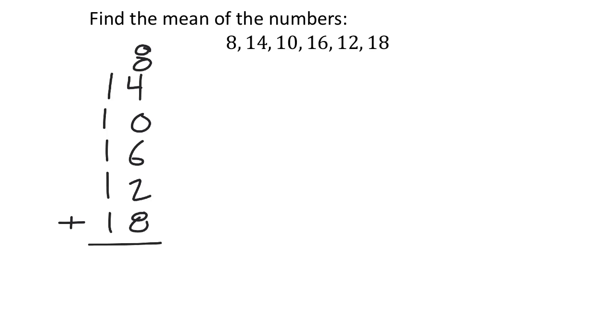I'm going to add these vertically all at the same time to save time. So 8 plus 4 is 12, plus 0 is 12, plus 6 is 18, plus 2 is 20, plus 8 is 28. So I'm going to carry the 2 into the tens position from the 20. So 2 plus 1 is 3, plus 1 is 4, plus 1 is 5, plus 1 is 6, plus 1 is 7. So the sum of these values is 78, right?